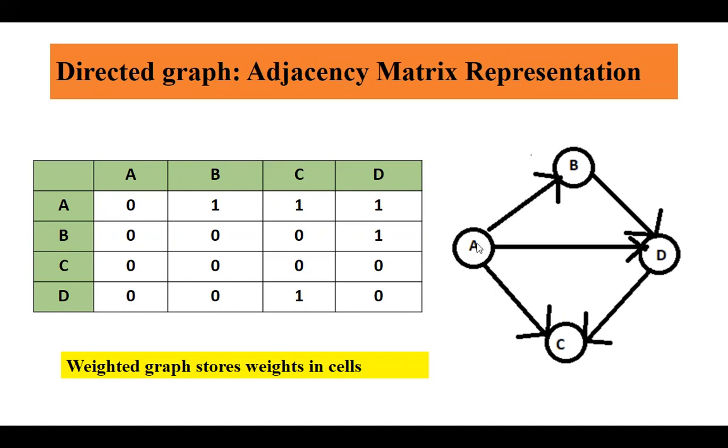Now you look at the change. There is an edge from A to B, an edge from A to C, and an edge from A to D. If you look at B, from B there's only one edge, going from B to D, but there is no edge going from B to A.